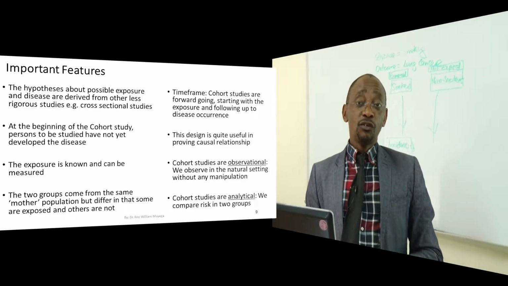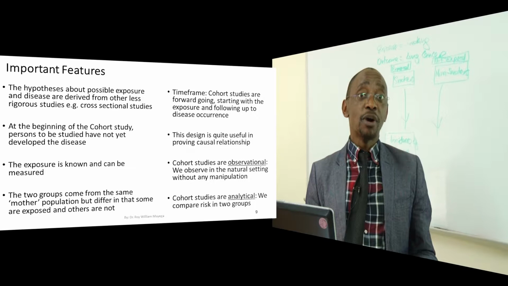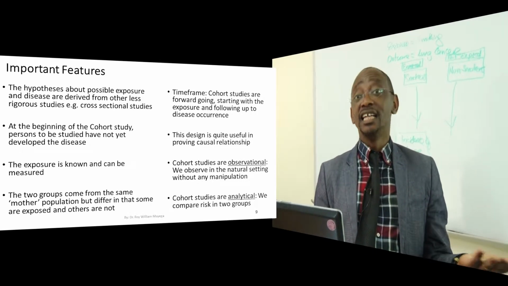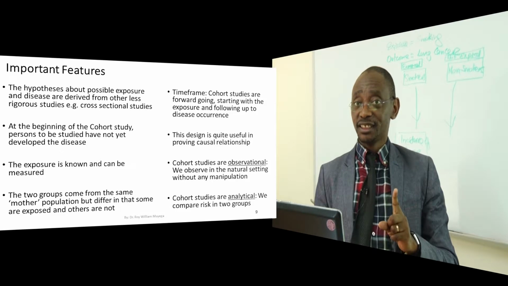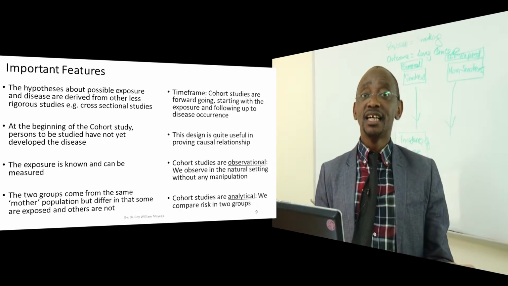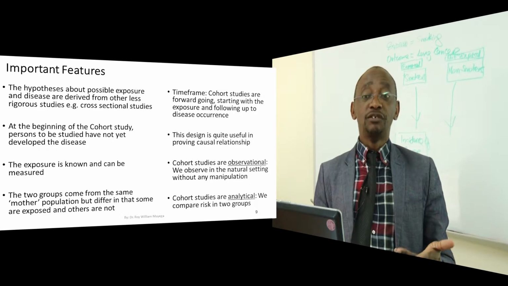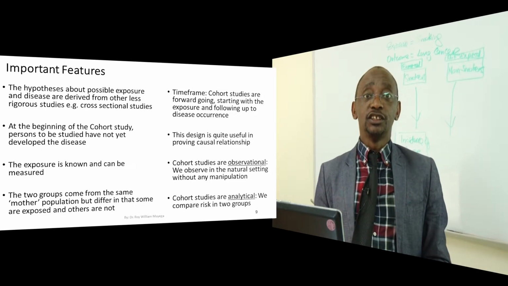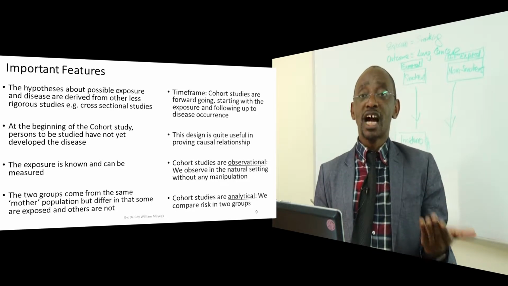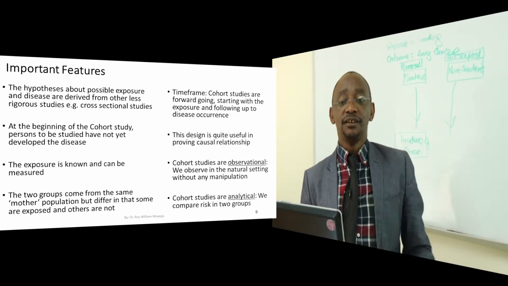We, first of all, have to have a hypothesis about the relationship between the exposure factors and the disease. These hypotheses are determined from earlier studies that are mainly observational, cross-sectional studies. So we do some cross-sectional studies, we observe, and then we come up with hypotheses. Before then we test these hypotheses.